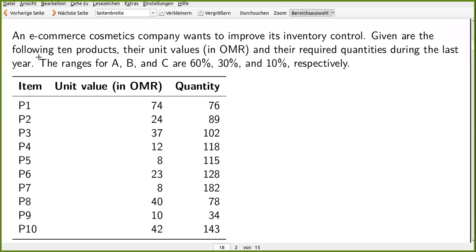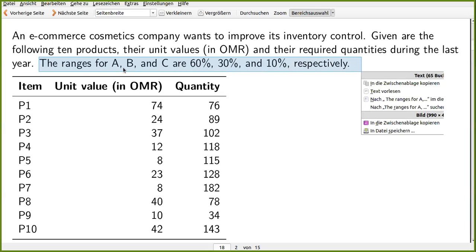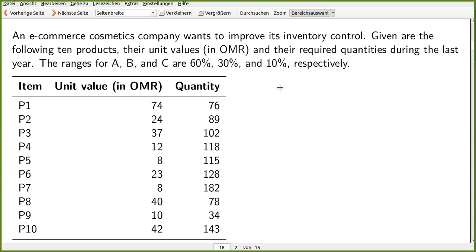And what is also given here in this exercise, the ranges for the three groups A, B, C are here in this example, 60% for the A items, 30% for the B items, and 10% for the C items. This can change for each company. Each company can have individual values here. Okay, so this is what is given. Now we are supposed to do an ABC classification.